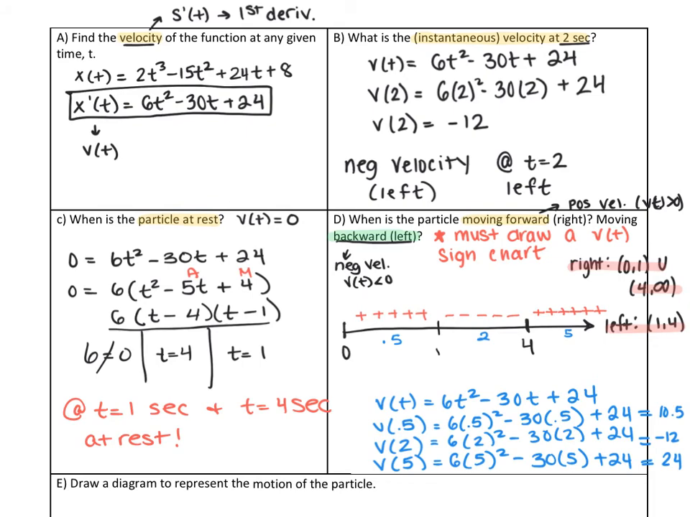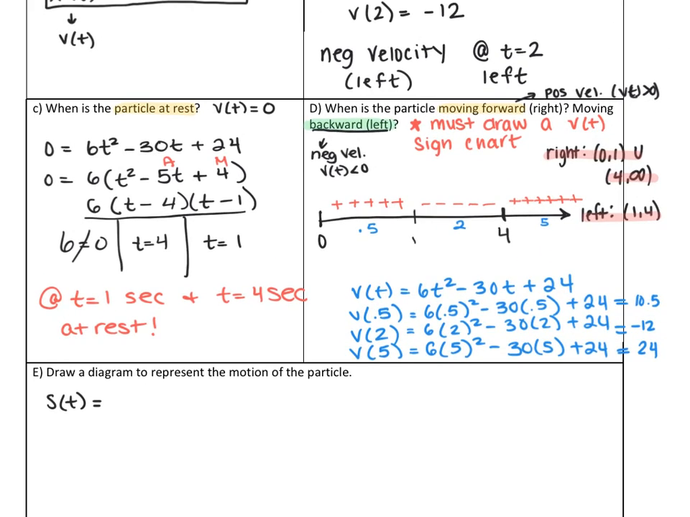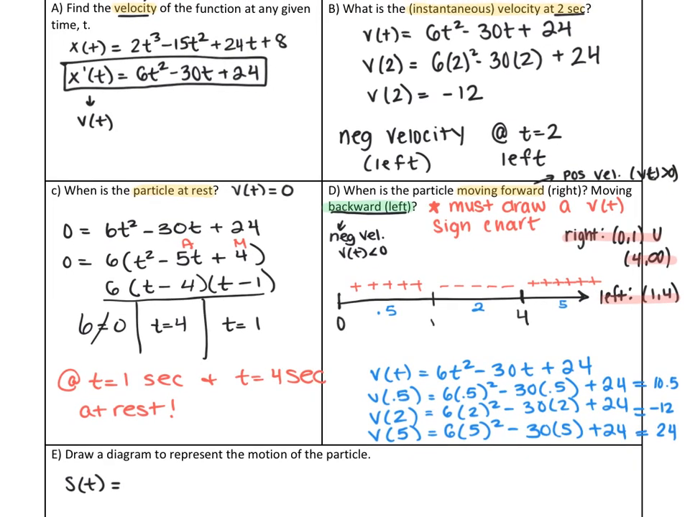Okay, so the last part is going to be to draw a diagram of this picture to represent the motion of this particle. In order to find out where we are at any given time, we need the position. So we need our s of t function, which is our original. Let's go all the way back up to the top and copy down our original function. Our original s of t is 2t to the third minus 15t squared plus 24t plus 8.